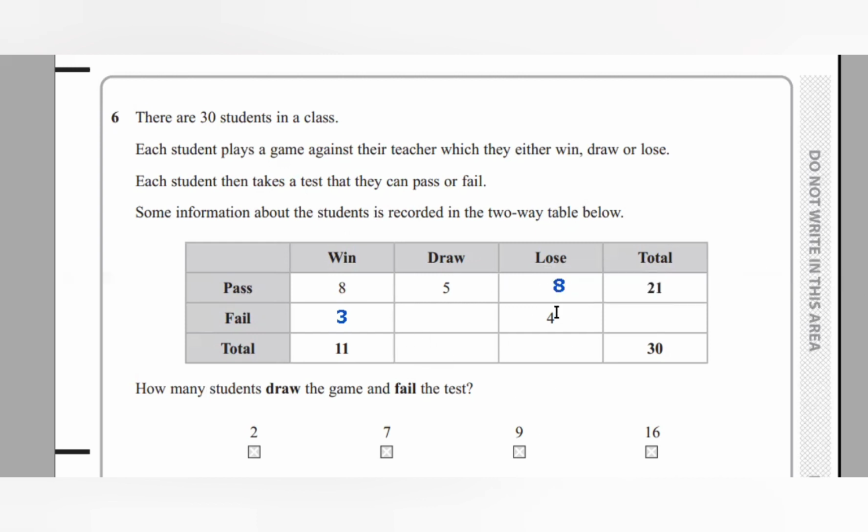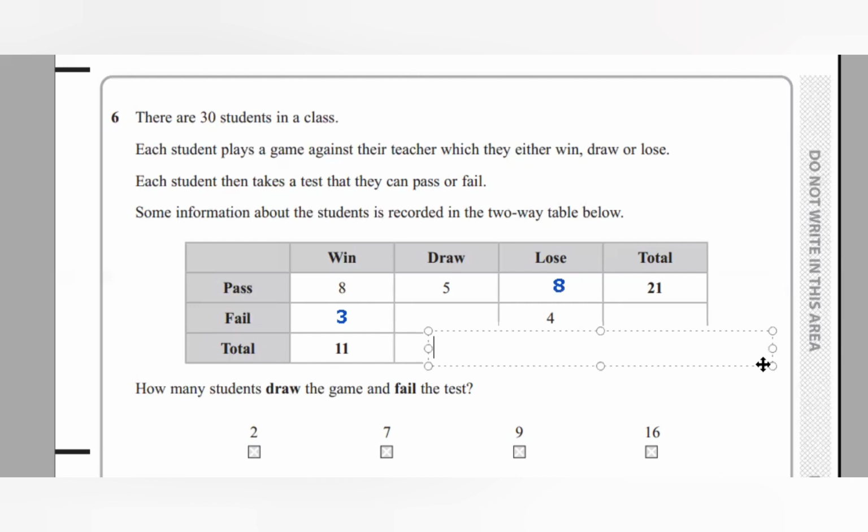Here, 8 plus 4 equals what? We're going to put it here in the total. It's 12. Good job. And then we have this. The total of the totals is 30. So 11 plus this plus 12 equals 30.